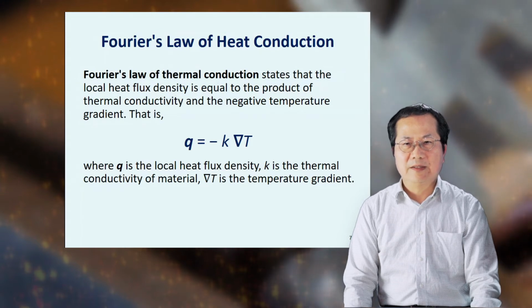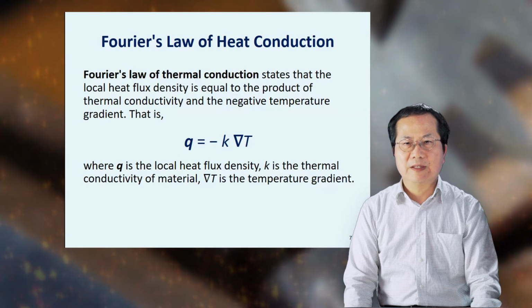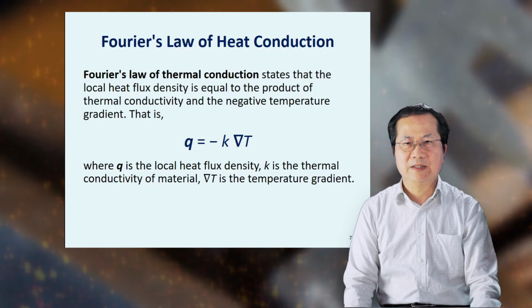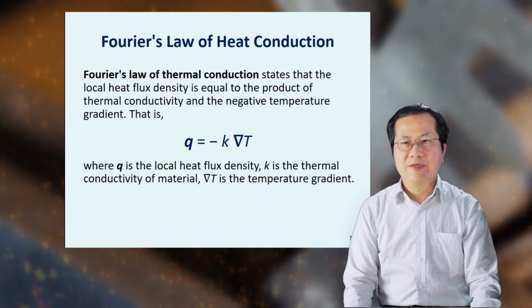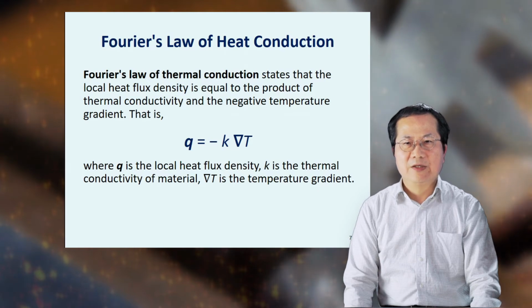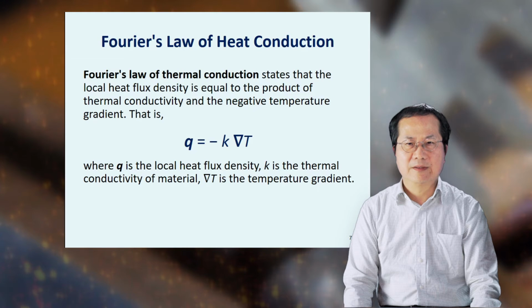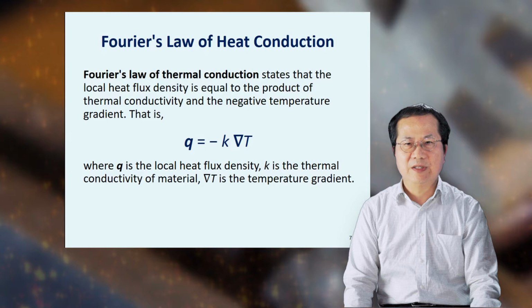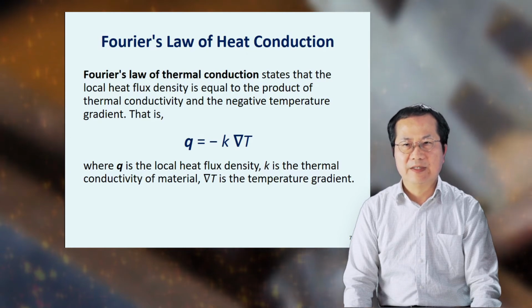Fourier's law of thermal conduction states that local heat flux density is equal to the product of the thermal conductivity and the negative temperature gradient. The heat flux density is the amount of energy that flows through a unit area per unit time. q is equal to minus k multiplied by the temperature gradient, where q is the local heat flux density, k is the thermal conductivity of matter, and gradient T is the temperature gradient.